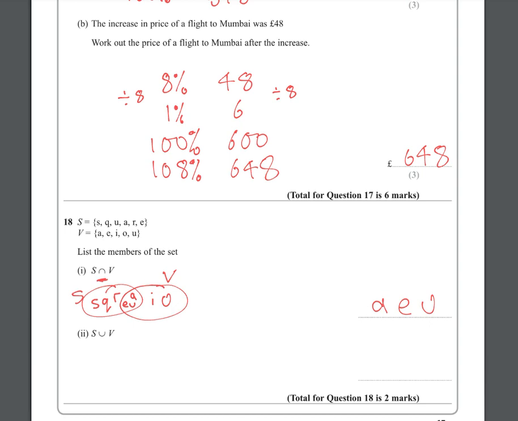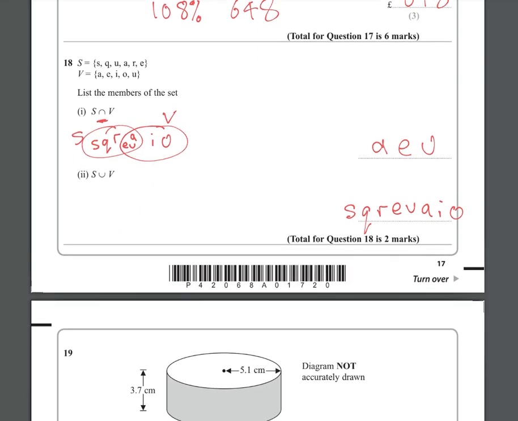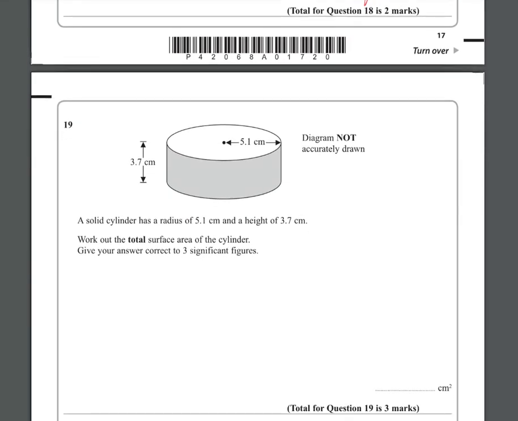Now the union means all of it. That's either in this circle or in both. So that is S, Q, R, E, U, A, I, O. I'm sure you can make up some words with that, but that's not what they're asking you for. Okay.